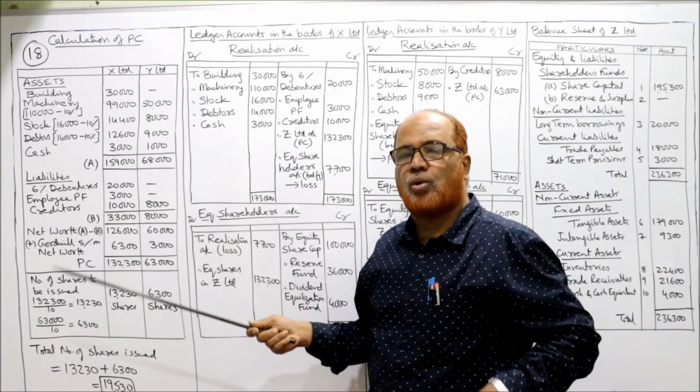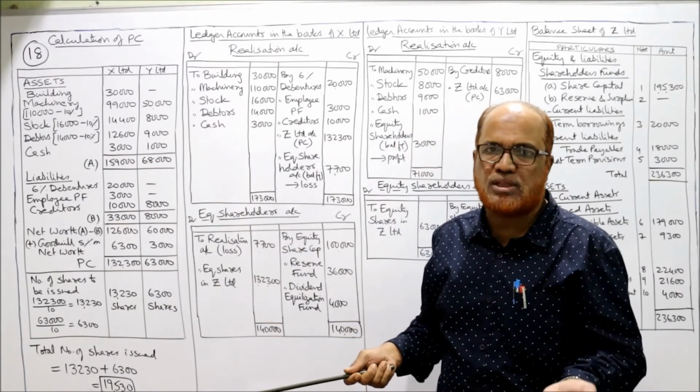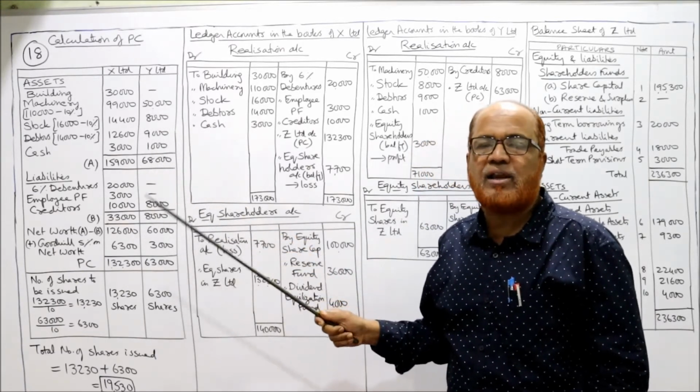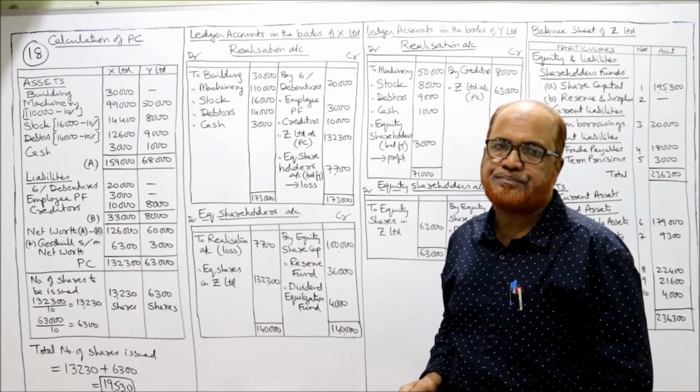और cash balance तो दोनों का same. There is no question of any discount in cash. Cash तो जितना है उतना ही लेंगे, 3,000, 1,000. तो total agreed value of assets taken over is 1,59,000 and 68,000.